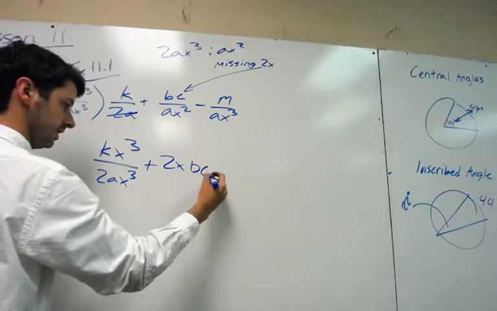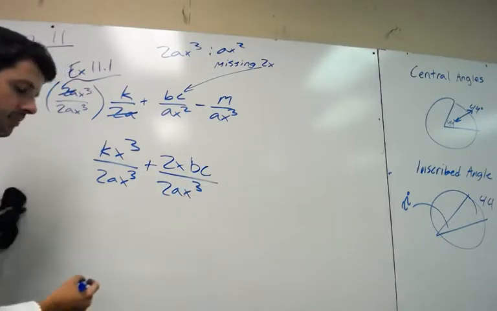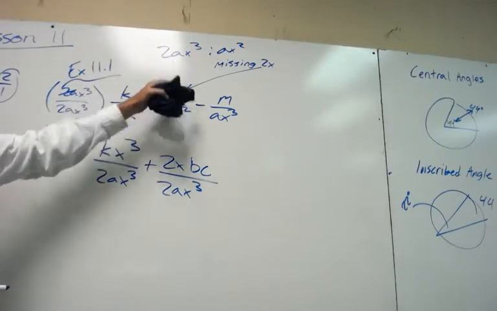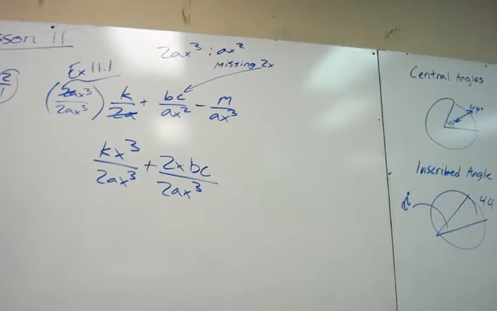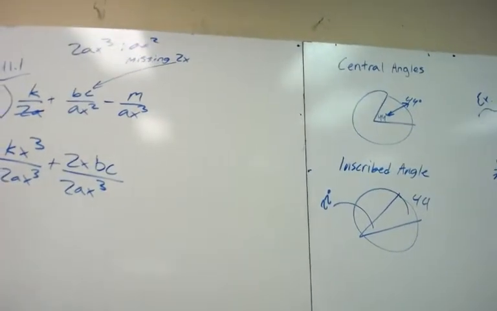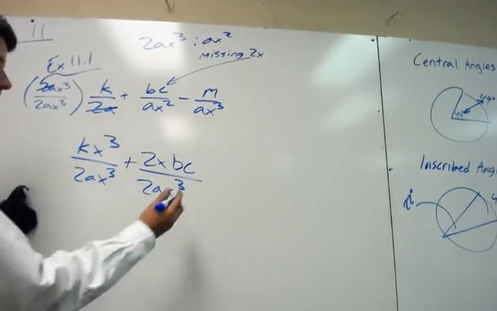2xbc over what we already know is going to be our least common denominator. So hopefully that made sense. You're finding what's missing and multiplying that in the numerator, and then changing the denominator to 2ax cubed. Do the same thing here.